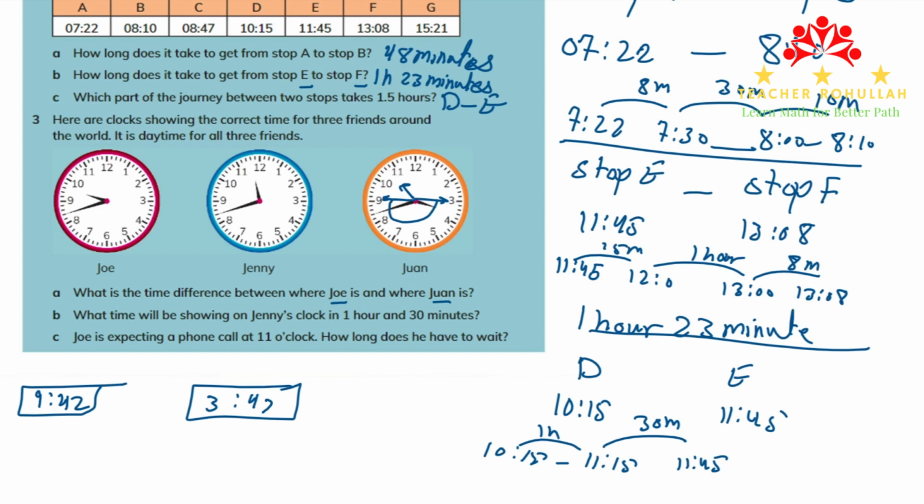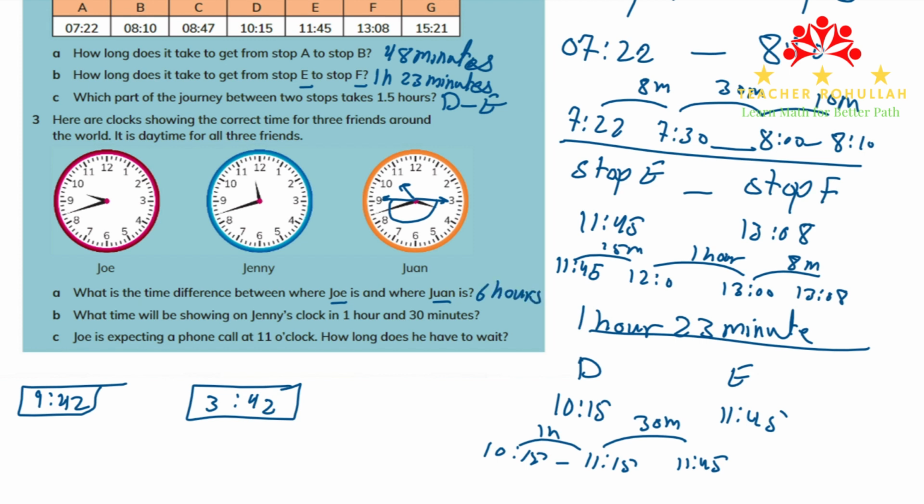Let me write it here. So 3:42. If we go around the clock, we can easily find out. From 9:42 to 10:42, it's 1 hour. To 11:42, it's 2 hours. To 12:42, it's 3 hours. To 1:42, it is 4 hours. To 2:42, it is 5 hours. And to 3:42, it is 6 hours. So the time difference between Joe's place and Yuan's place is 6 hours.